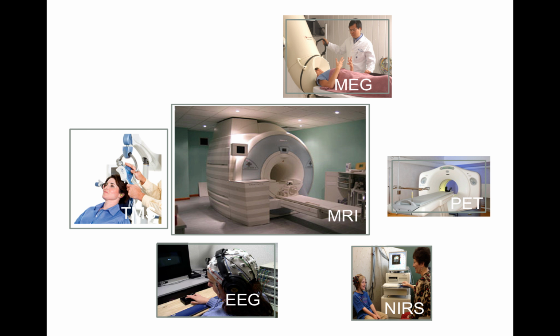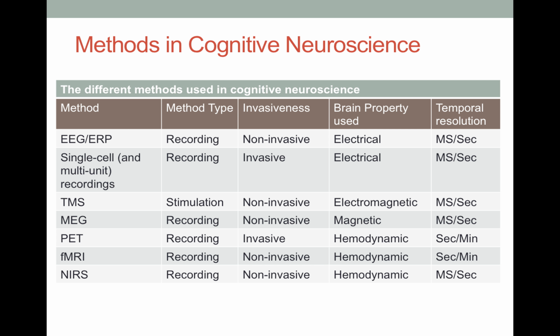You may have noticed that single cell or single unit recording isn't up there. I will briefly introduce this method to you, but given its invasiveness, it is confined to animal studies and so is not routinely used to look at brain functioning in psychological research. So we can see that there are different methods in cognitive neuroscience and different methods to look at brain functioning.